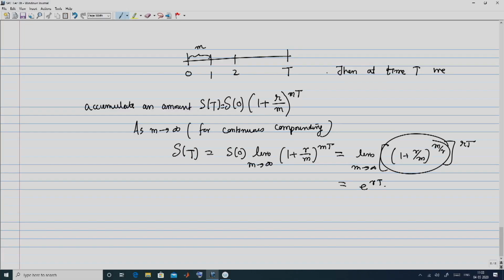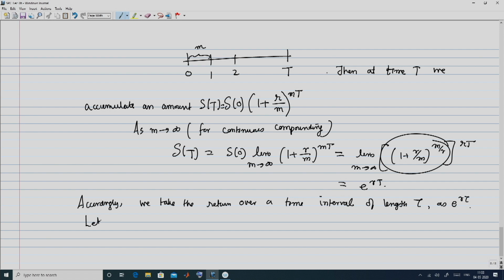Okay, so let us now come back to our main discussion on the GBM. So, accordingly, we take the return over a time interval. Remember, we took the time interval notation to be tau is equal to 1 by n. So, we take a time interval of length tau as e raised to r tau.